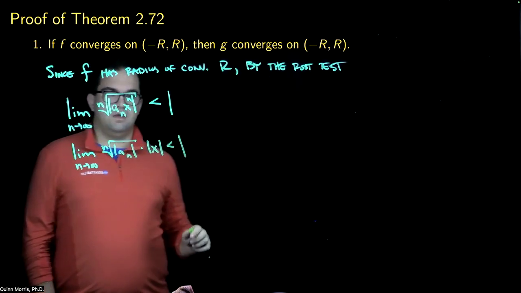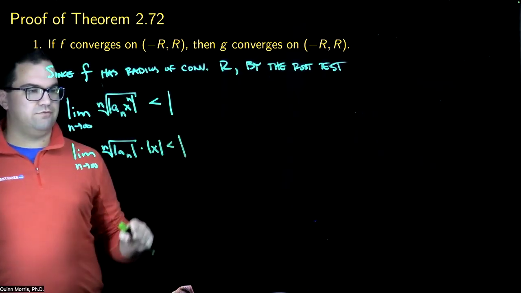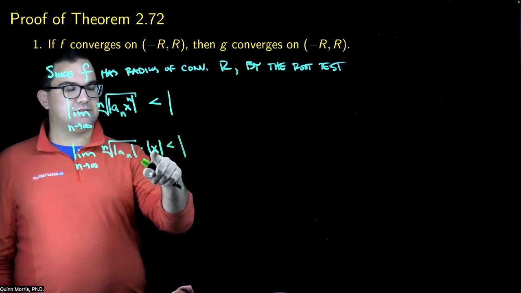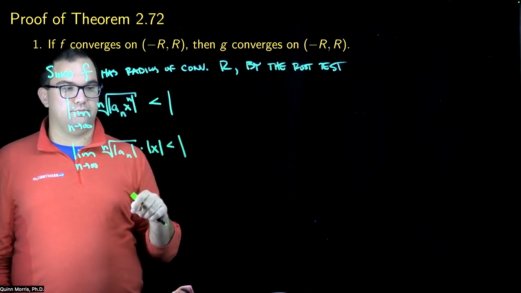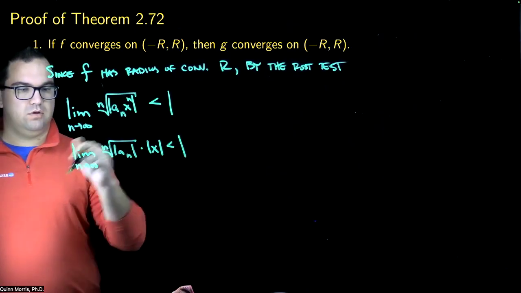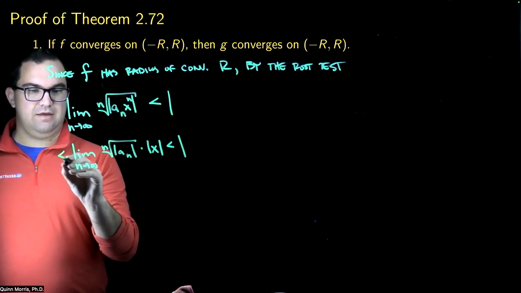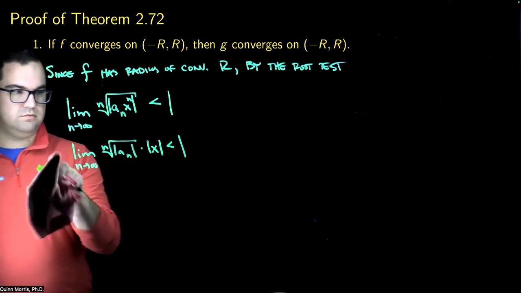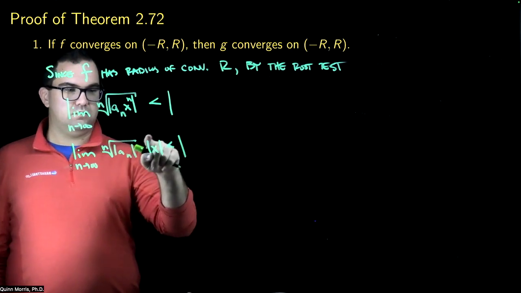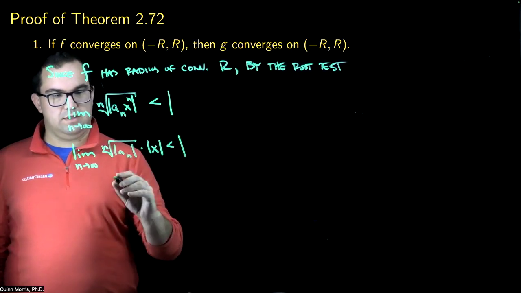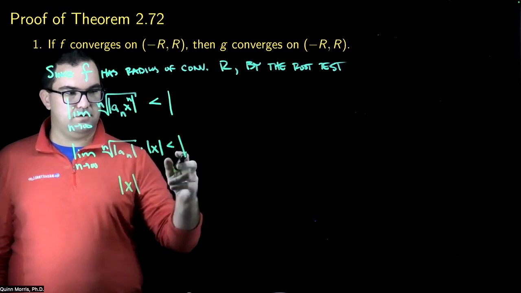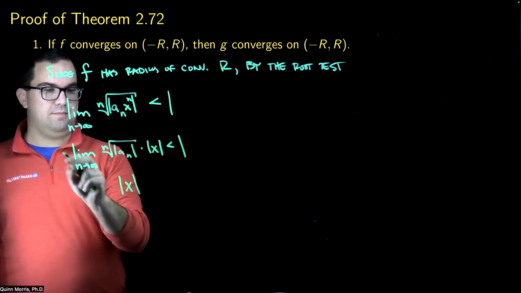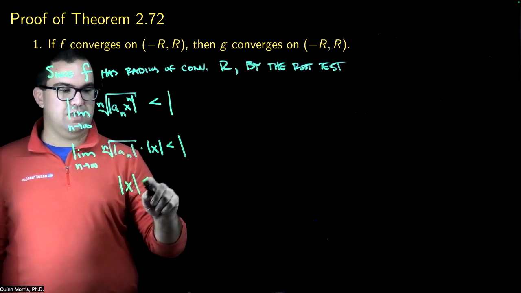And I know that this converges when the absolute value of x is less than r. Okay, so it must be then that if I replace this with something, so let me write it this way. If I rewrite this, I can actually pull this out. This doesn't depend on n anymore. I can pull it outside of the limit, and then I can divide both sides by the limit.